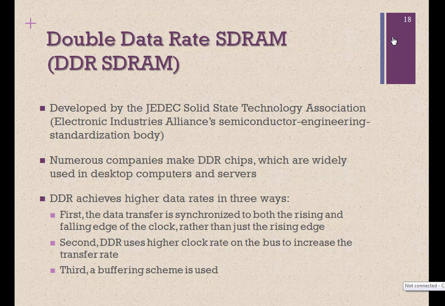So double data rate, DDR SDRAM, was developed by JEDEC, the Solid State Technology Association of the Electronic Industries Alliance, a semiconductor engineering standardization body. Numerous companies make DDR chips, which are widely used in desktop computers and servers. DDR achieves high data rates in three ways. First, the data transfer is synchronized to both the rising and the falling edge of the clock rather than just the rising edge. The second is that DDR uses a high clock rate on the bus to increase the transfer rate. The third is that a buffering scheme is used.